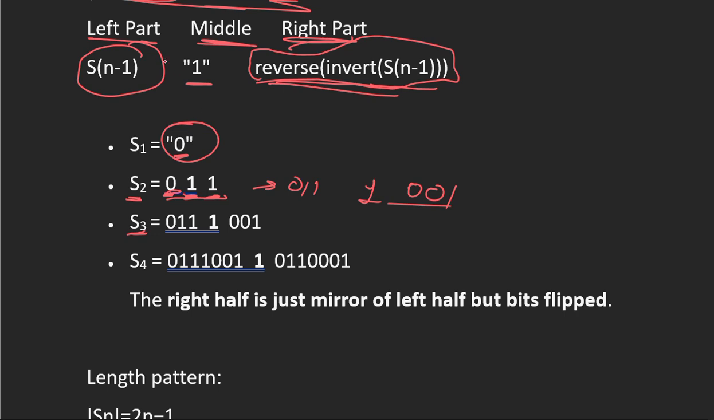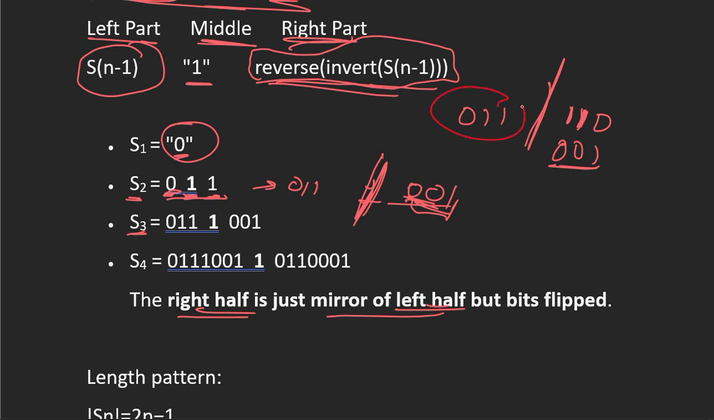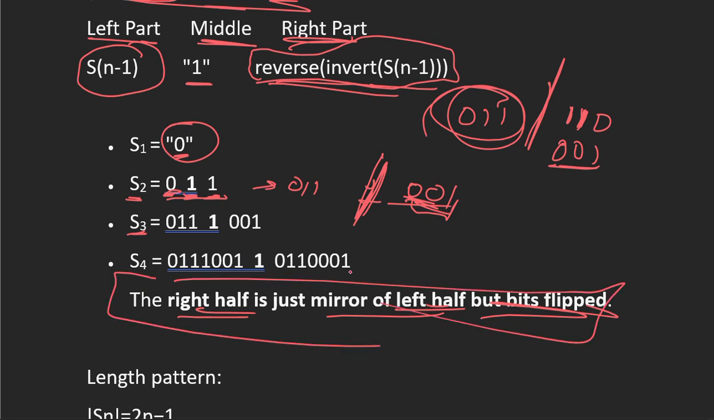So each string has three different parts. And you can notice that the right part is just the mirror image of the left part, but the bits are flipped. What is the mirror image of 0 1 1? It is 1 1 0, right? But they are flipped to 0 0 1. So the right half is a mirror of the left half, but the bits are flipped, right? This will help us make our approach.